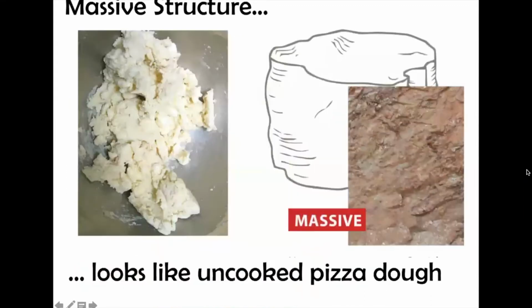And now we have massive structure, and this looks like uncooked pizza dough. And here we don't really have a lot going on. We really have no structure whatsoever. We don't have those breakups that we had in the rest of the different types of soil structure. It's just kind of one piece, which, if it's one piece, where are the pores at?